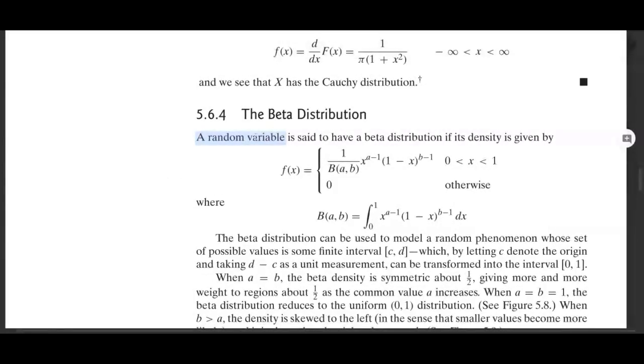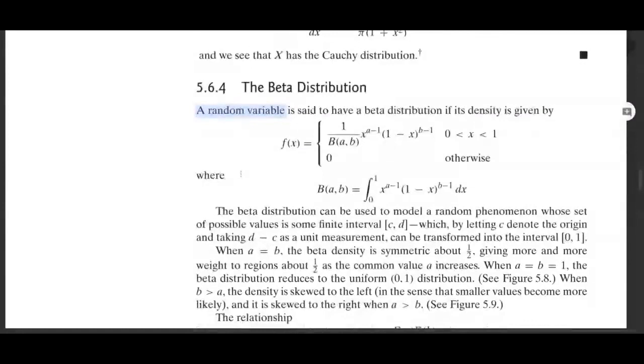Beta distribution. A random variable is said to have a beta distribution if its density fits into this situation: x goes from 0 to 1, the density is 1 over B(a,b) times x raised to a minus 1, times 1 minus x raised to b minus 1. And how is B defined? B(a,b) is defined as the integral for x from 0 to 1 of x raised to a minus 1 times 1 minus x raised to b minus 1.